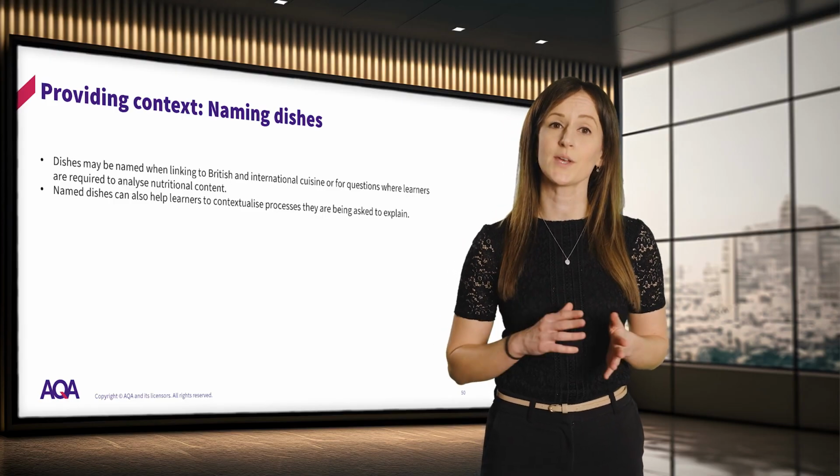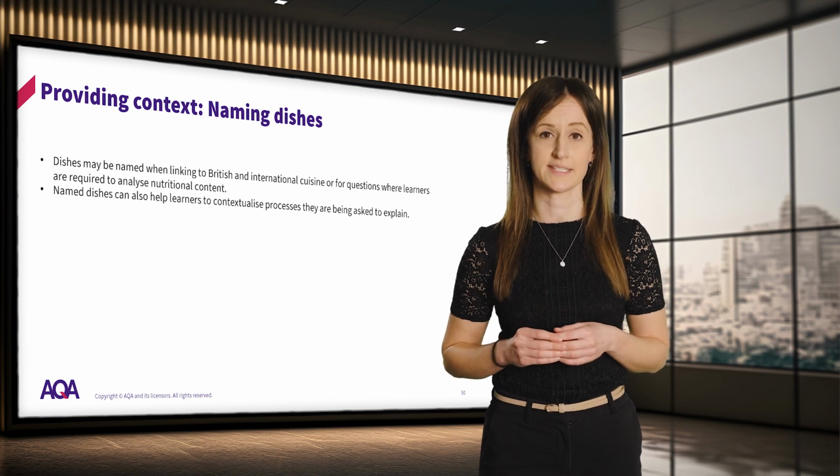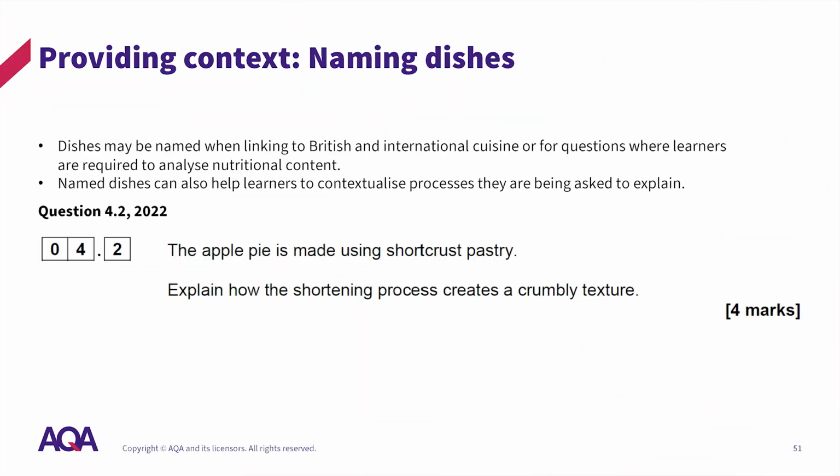Named dishes can also help students to contextualise processes they are being asked to explain, as shown in the example. It is essential that dishes are carefully selected to ensure questions are accessible for all students. Note how with this example, the context and the question are presented on different lines. This makes it easier for students to read and ensure focus is being left on the question being asked.